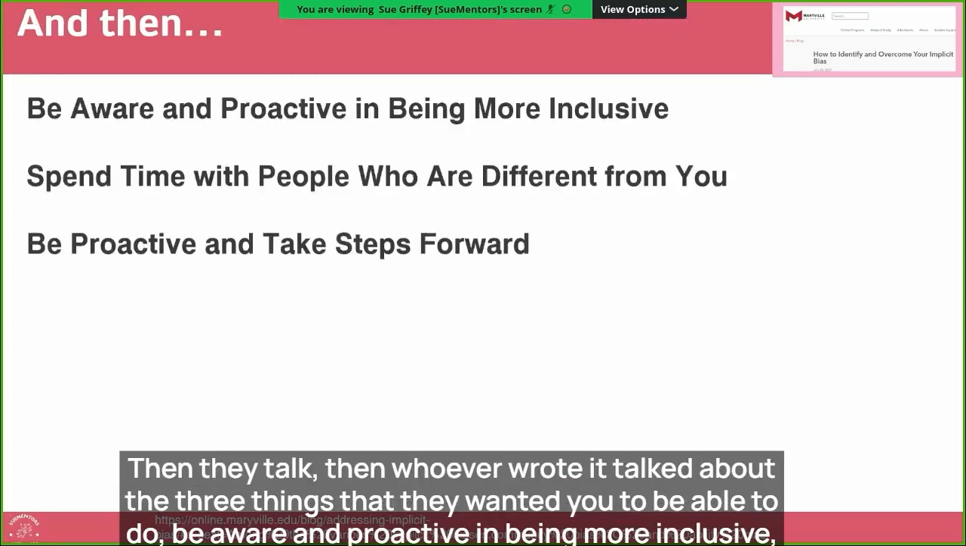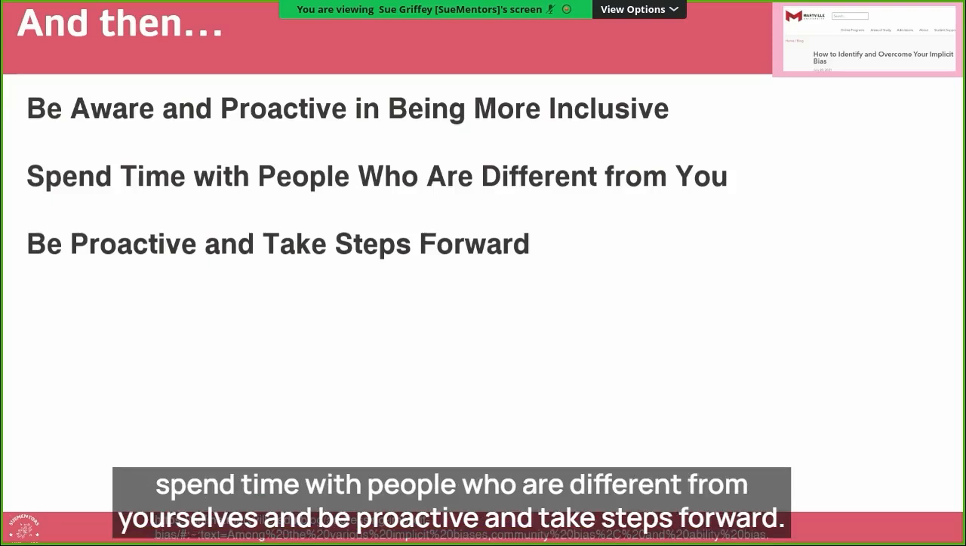Whoever wrote it talked about the 3 things that they wanted you to be able to do. Be aware and proactive in being more inclusive. Spend time with people who are different from yourselves. And be proactive and take steps forward.